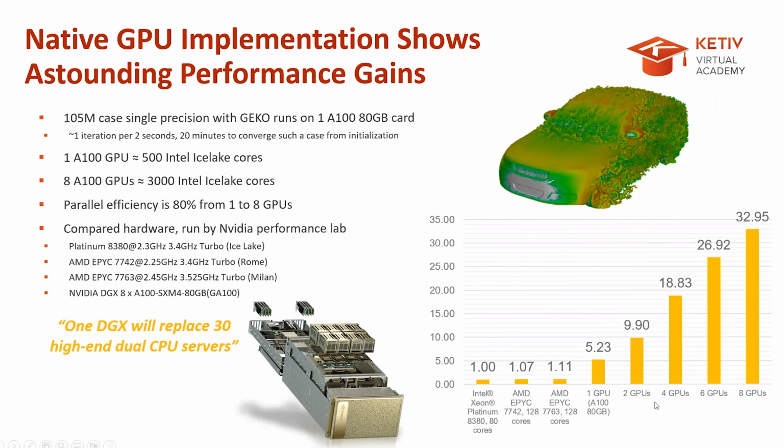And even when you compare it to some more recent CPU generations, even in that comparison, the GPUs fare much better. So what this basically means is that if you had a DGX, that DGX could replace almost 30 high-end dual CPU servers. If you look at this metric over here, because this is almost 33 times a single CPU core.